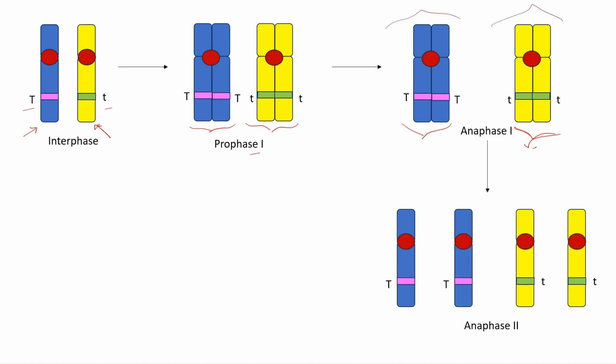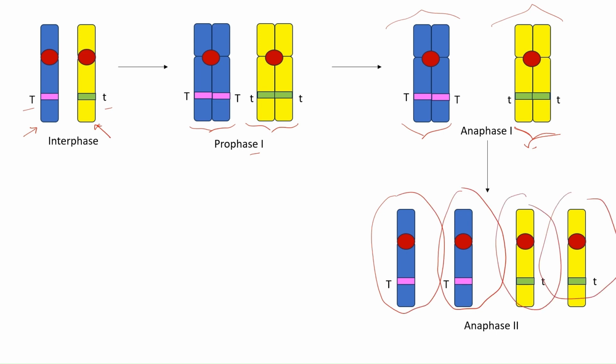By anaphase 2 they will separate into 4 cells. So we have only two types of gametes, the capital T type and the small t type, because this is the condition when there is no crossing over. So when there is no crossing over, the law of segregation works at anaphase 1.